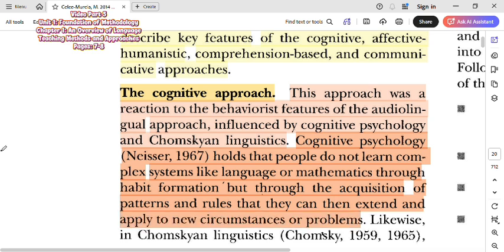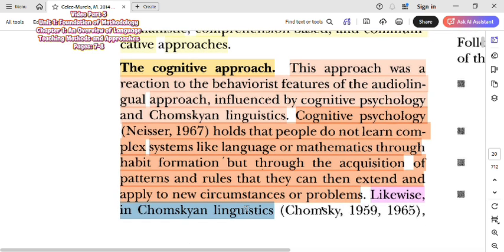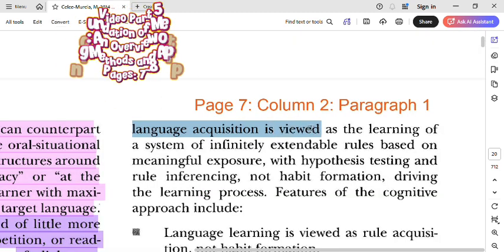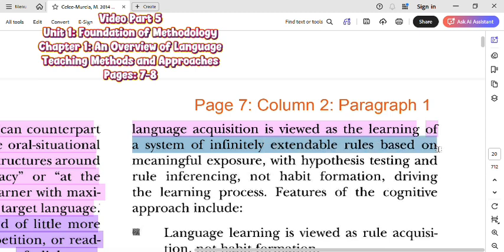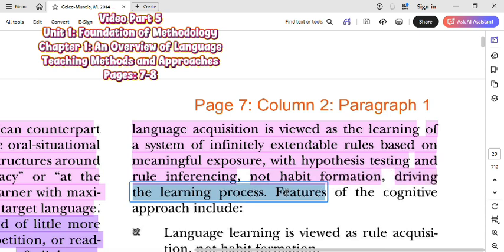new circumstances or problems. Likewise, in Chomskyan linguistics (Chomsky, 1959-1965), language acquisition is viewed as the learning of a system of infinitely extendable rules based on meaningful exposure, with hypothesis testing and rule inferencing, not habit formation, driving the learning process.